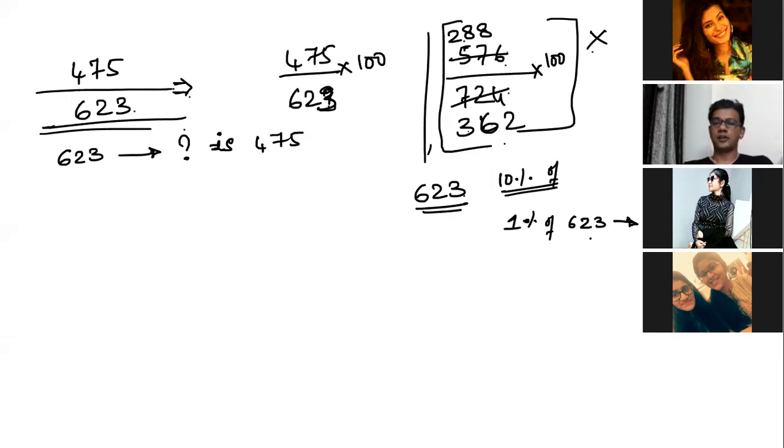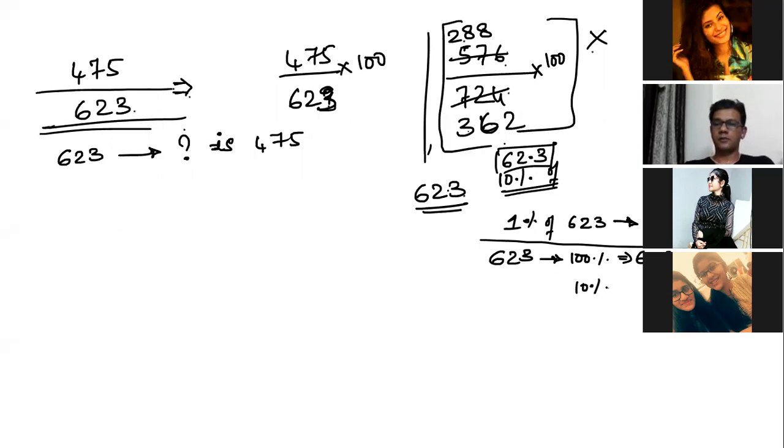6.23. 10% is 62.3. So basically, always remember that when I'm talking about 10%, I'm going to have one decimal point, 1%, another decimal point before that, and so on and so forth. So every time, whenever a value is given to me, the first thing I do is first see what is 100%. 100% is 623. Great.